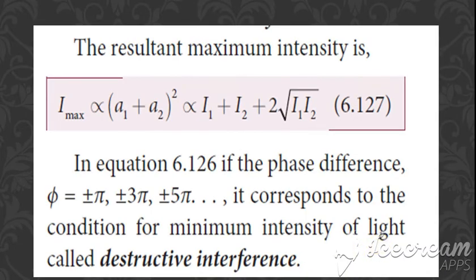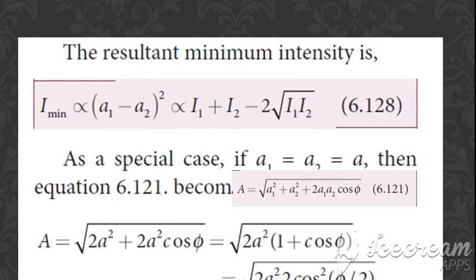Next, I max is proportional to a1 plus a2 the whole square, which is proportional to I1 plus I2 plus 2 root of I1 I2 cos phi, where cos phi is considered to be 1. Then for destructive interference, the formula of minimum intensity I min is proportional to a1 minus a2 the whole square, which is proportional to I1 plus I2 minus 2 root of I1 I2. Now consider the case a1 is equal to a2 is equal to a.